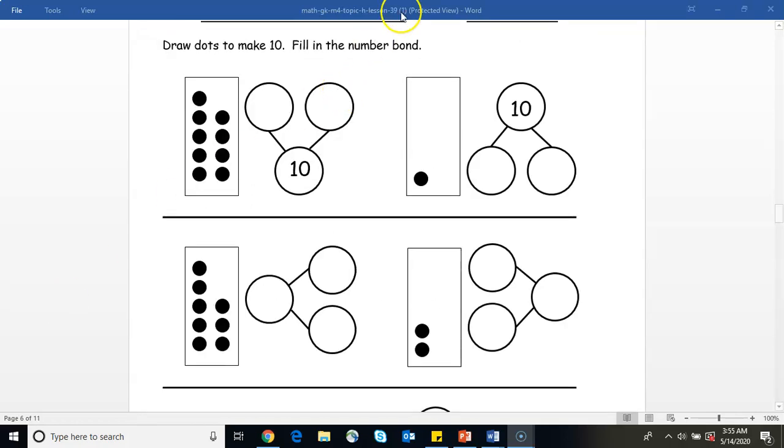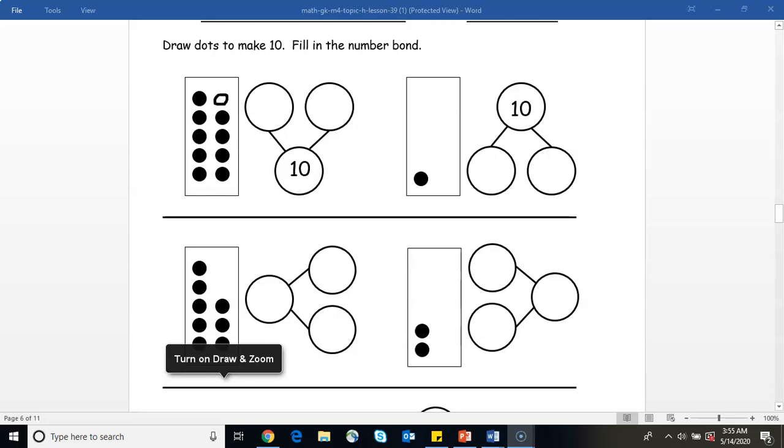Okay, now let's jump over to lesson 39. And let's do a couple of these problems together. It says, draw dots to make 10. Fill in the number bond. So, if it wants me to draw dots to make 10, let's see how many we have first. We have 1, 2, 3, 4, 5, 6, 7, 8, 9. So how many more would I need? That's right, I'm going to need 1 more.